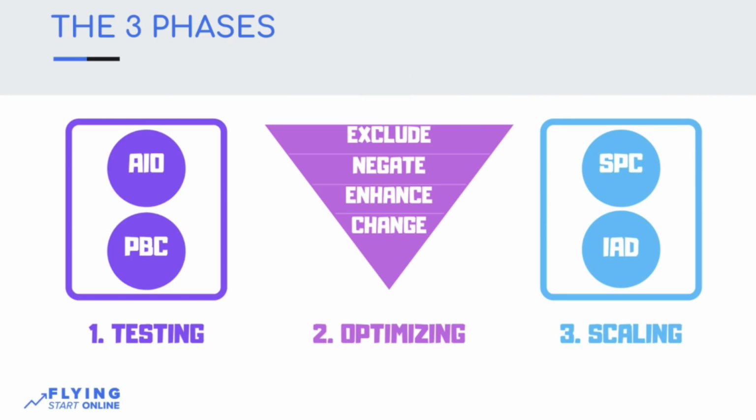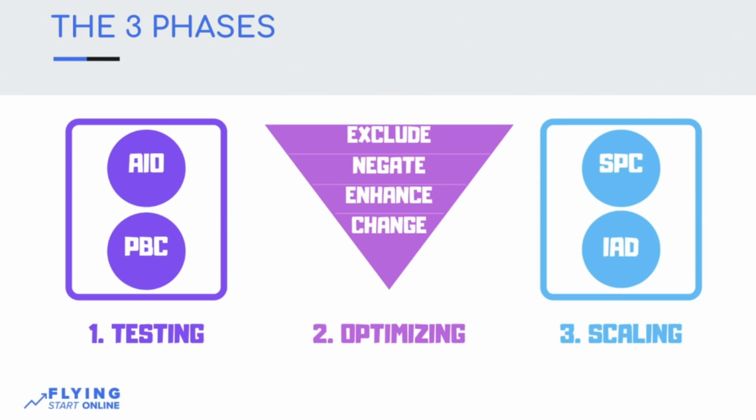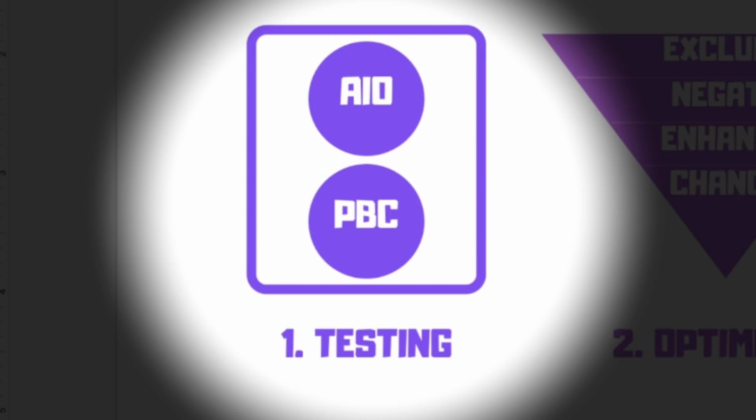And now let's come to the juicy part, how to actually run these Google Shopping ads. I'm going to divide this entire strategy into 3 phases. These are 3 simple phases. It does take a little while to actually get a grasp of things, so you want to make sure you're paying attention to my voice and what I'm showing you. The 3 phases are testing, optimizing, and scaling. We start off with testing, and this is something we're going to do right now. Inside testing, there are 2 circles. One is AIO and one is PBC. I'll explain both of these to you in just a bit.